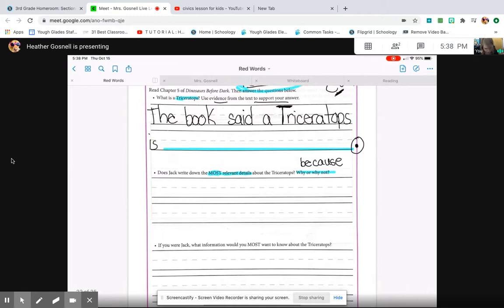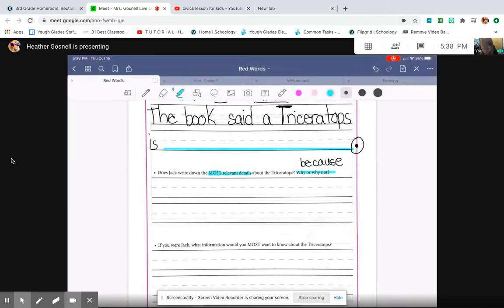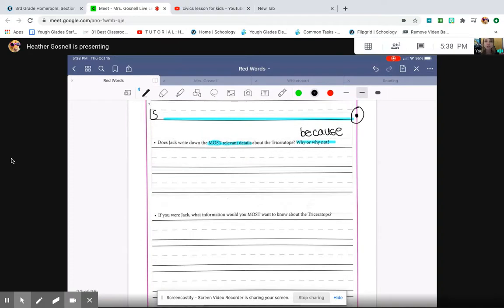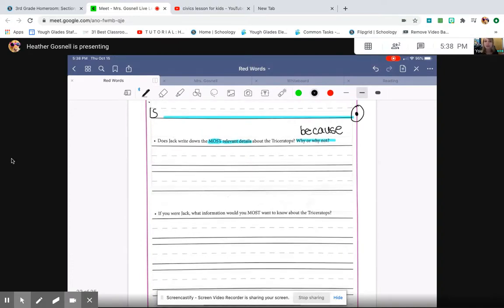I mean, he wants to tell people, he wants to educate people about the Triceratops and what the real Triceratops was like. Okay? Paleontologists, they only have bones. Is that enough? What do you think? So, you can say yes or no. Yes, Jack wrote down the most relevant details. Make sure you're using these words. No, Jack did not write down the most relevant details.